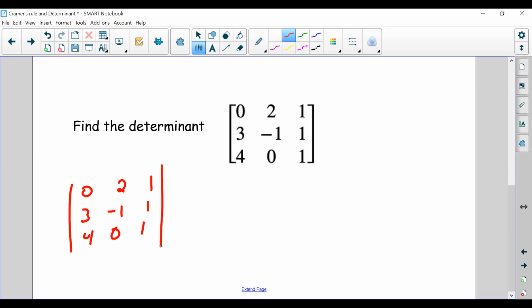Now, before, when we did that one diagonal down, that was all my diagonals down, but I have more rows going on here. To fix this problem, the first thing you're going to do is recopy the first 2 columns: 0, 3, 4, 2, negative 1, 0. So I just recopy my first and my second columns. Okay, I'm going to take my diagonal down.